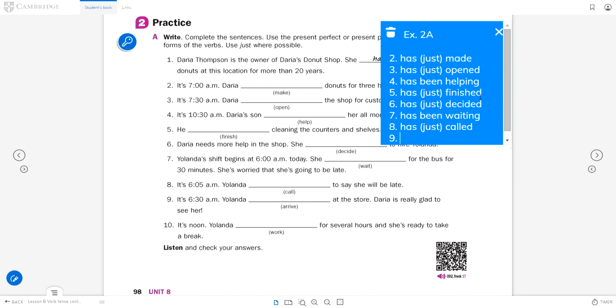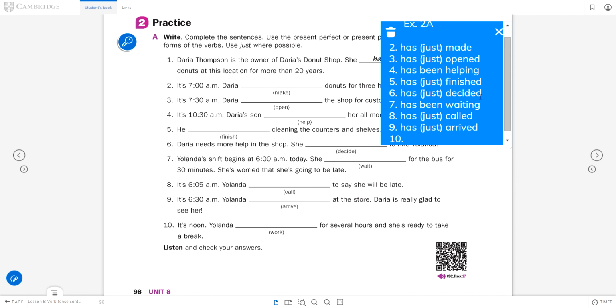It's 6:30 a.m. Yolanda at the store. Daria is really glad to see her. So it's 6:30. It's a done, finished action. So Yolanda, number 9, has just arrived at the store. Daria is really glad to see her. Okay? And number 10. It's noon. Yolanda for several hours and she's ready to take a break.